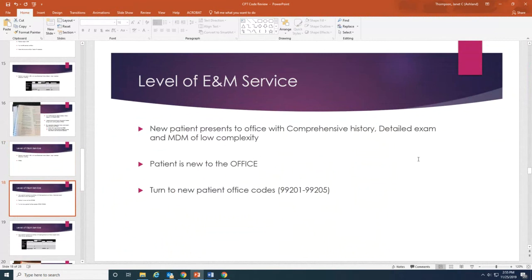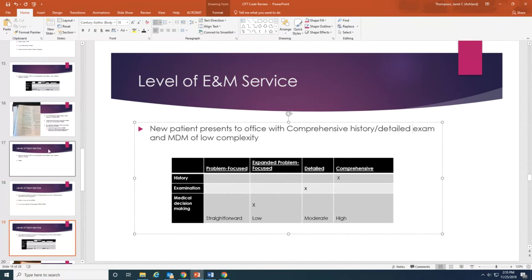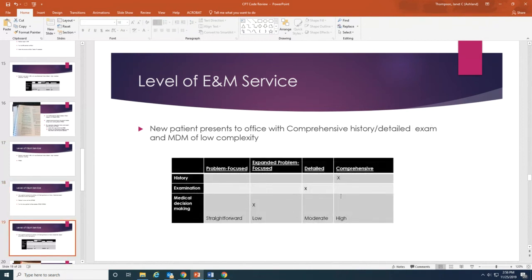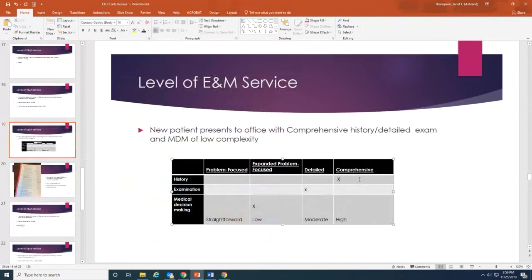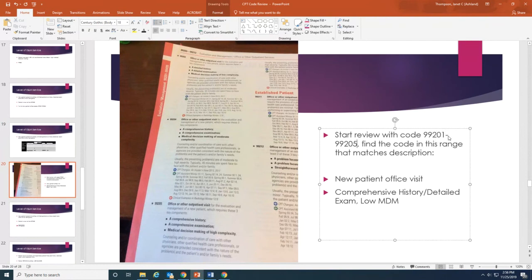All right, moving on, we're going to look at a new patient presents to the office with comprehensive history, detailed exam, and low medical decision making. So the patient is new to the office, so we would start in the office codes. They're a new patient, and looking at their table of service, they have a comprehensive history and a detailed exam. Comprehensive history, detailed exam, and low medical decision making. So we're across the board here. So, new patient office visit. This is going to be code 99201 to 99205.